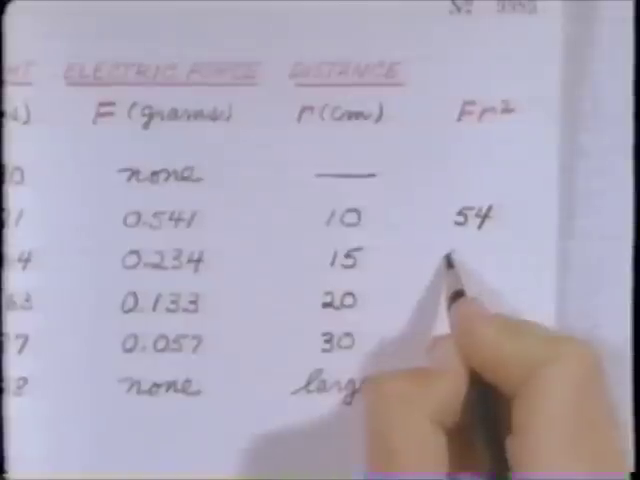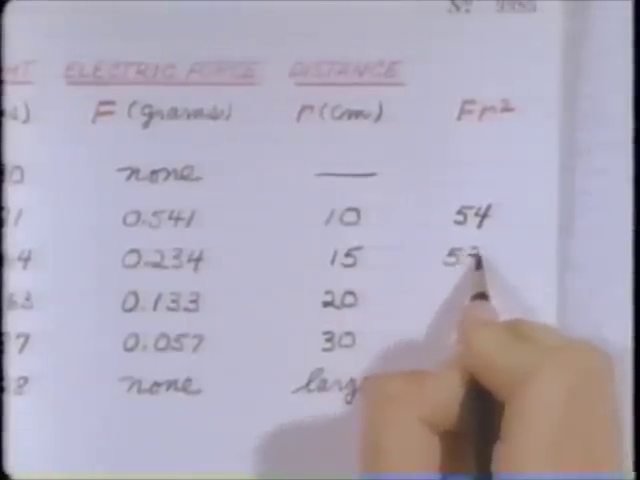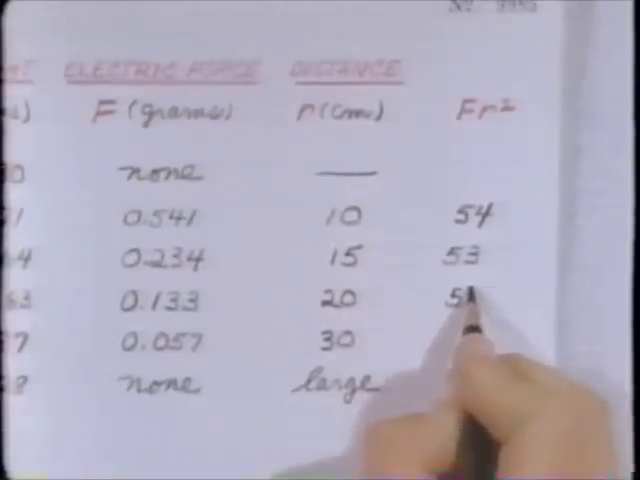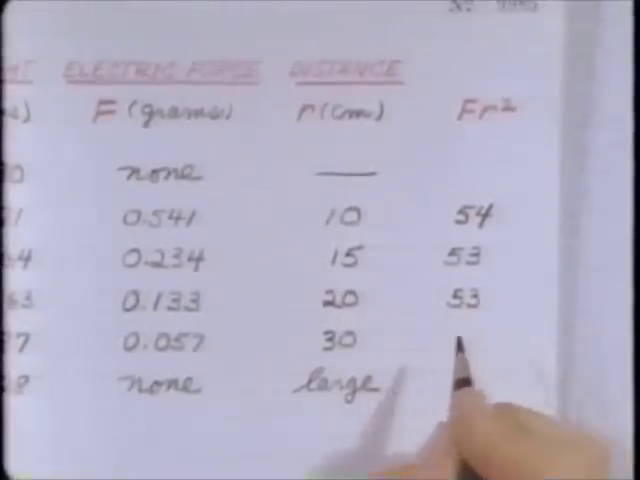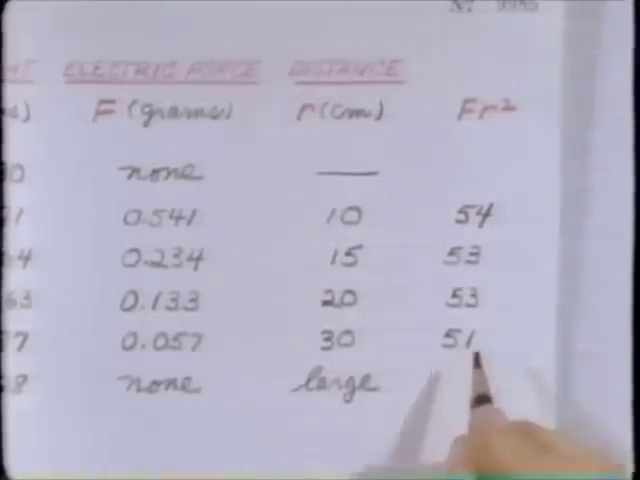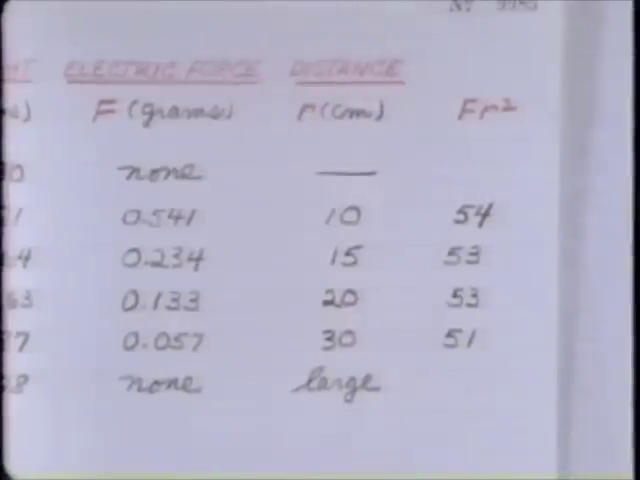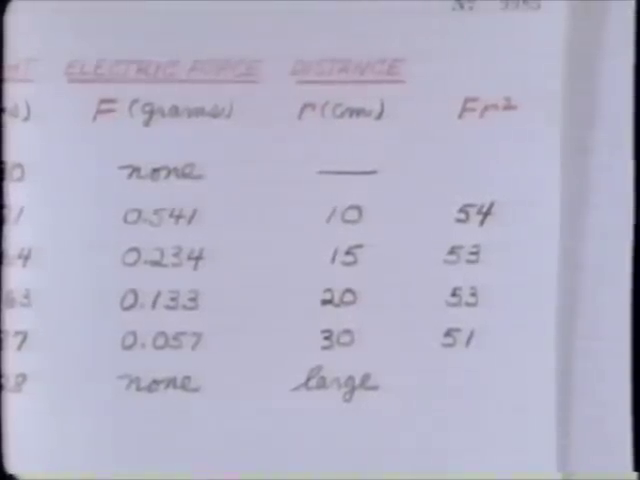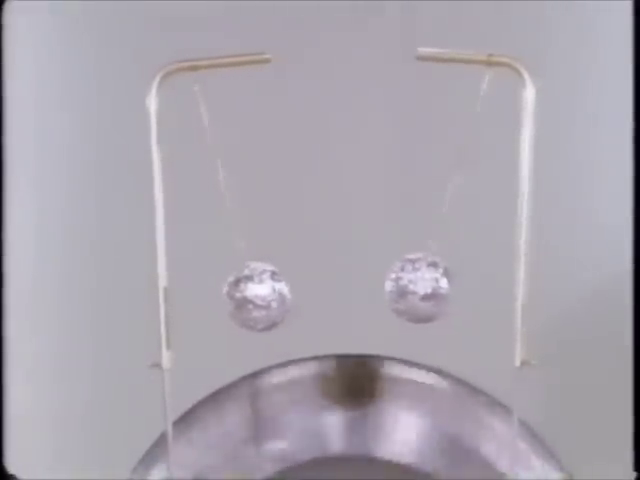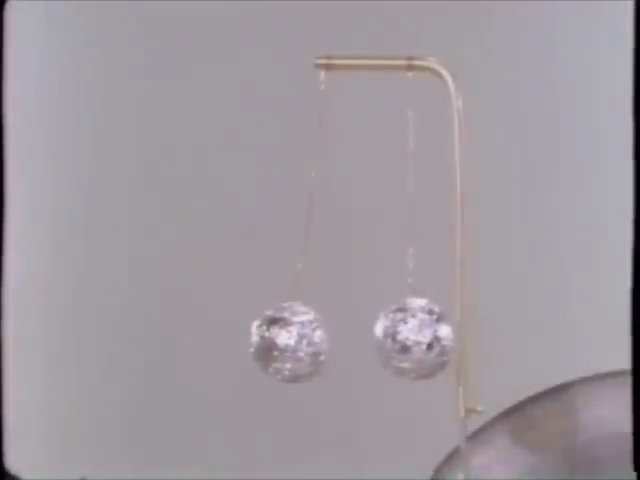In a similar manner, we can calculate the values for the other distances. The results show that the product of force times distance squared is constant within experimental uncertainty. This relationship, F times r squared equals k, applies to the interaction of oppositely charged spheres. It is also found to apply to the interaction of like charges.